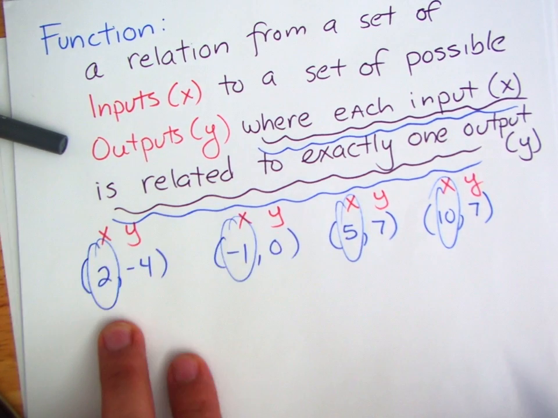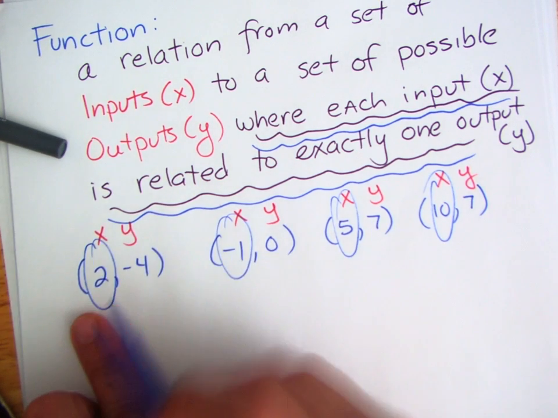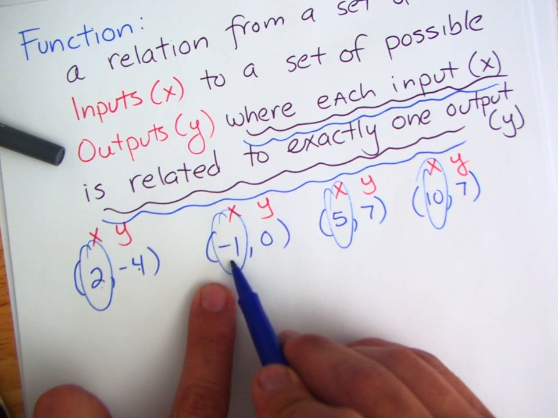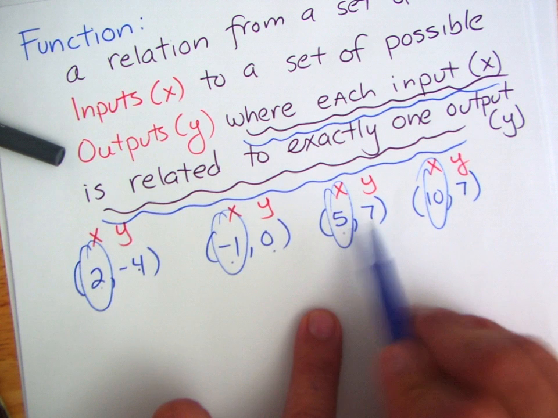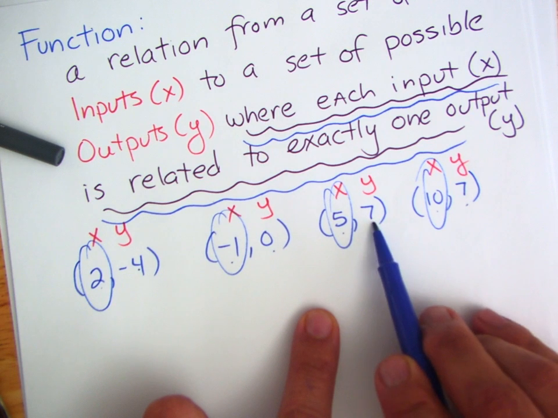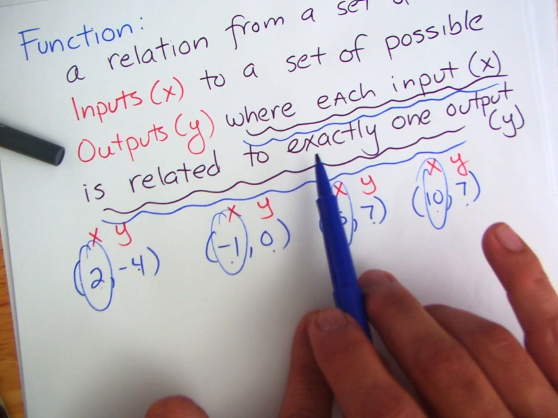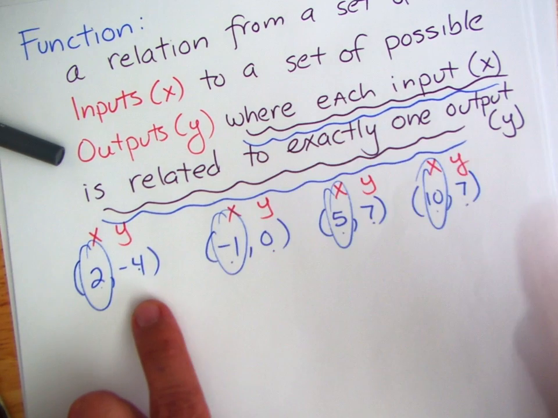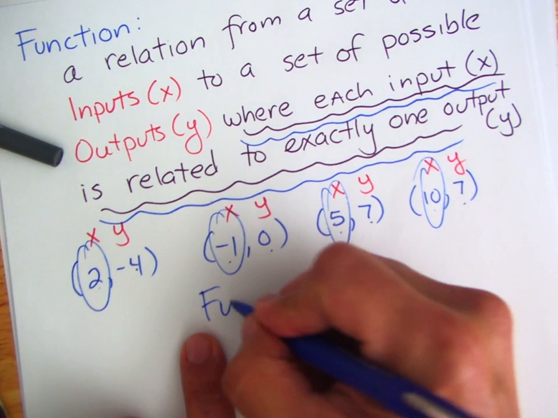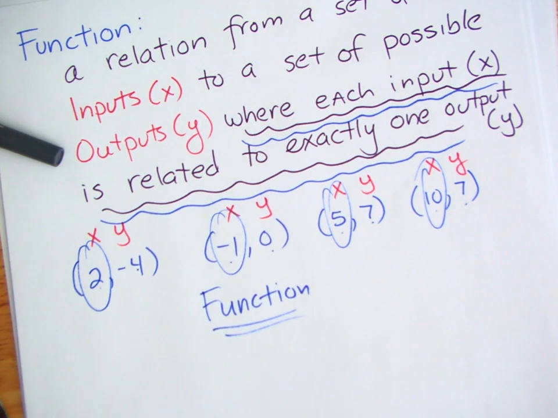Anyway, so for each input, you only have one output. So you have here, this is your input 2, you got one output. You got this input, you got one output. This input has one output. This input has one output. But mister, they got two of the same. It doesn't matter. The definition of function is each input is related to one output. So this is a function.